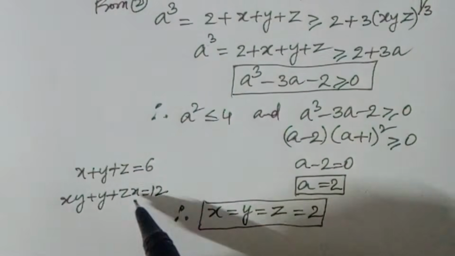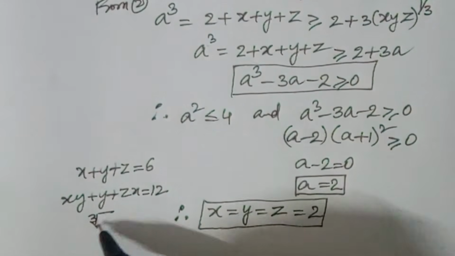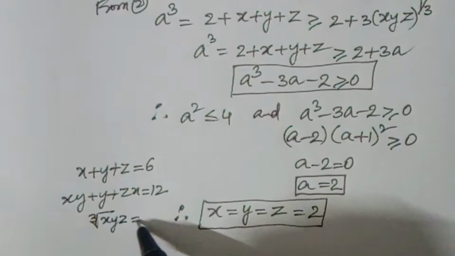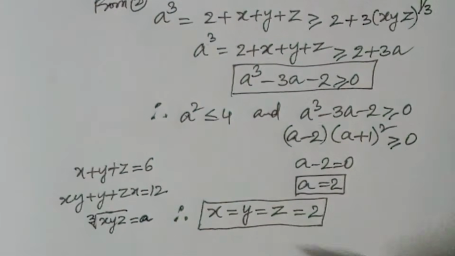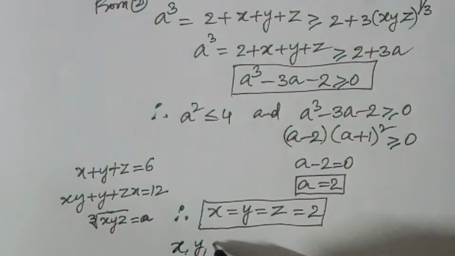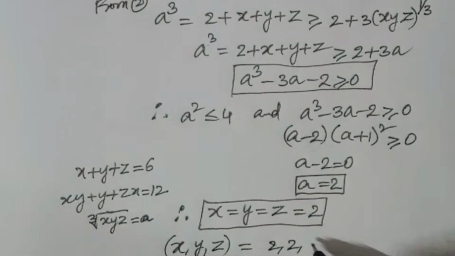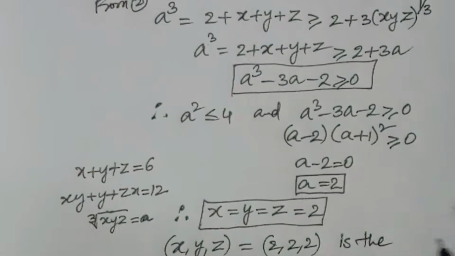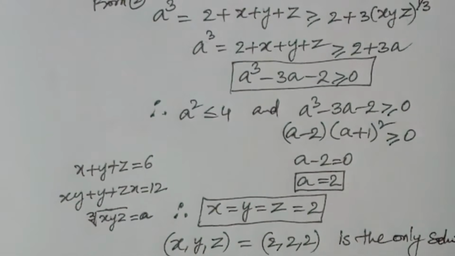4 plus 4 plus 4 gives 12, and the cube root of xyz is equal to a. It is also satisfying here. So therefore this is the only solution: x, y, z equal to 2, 2, 2 is the only solution which satisfies all the equations.